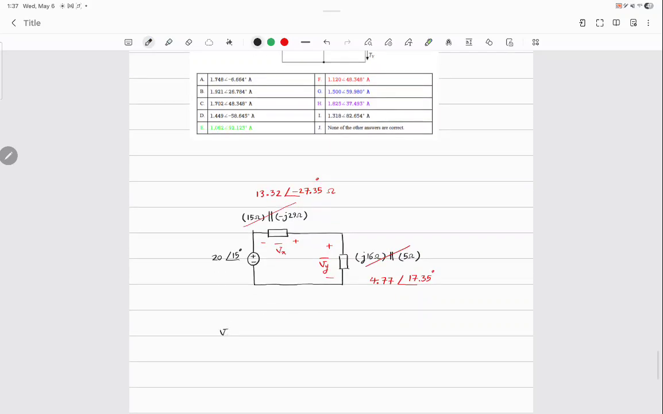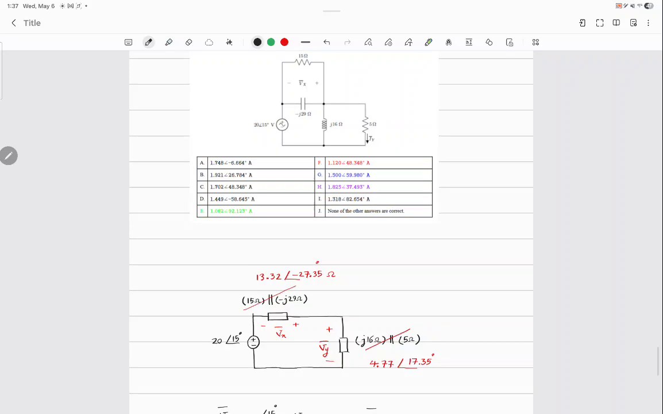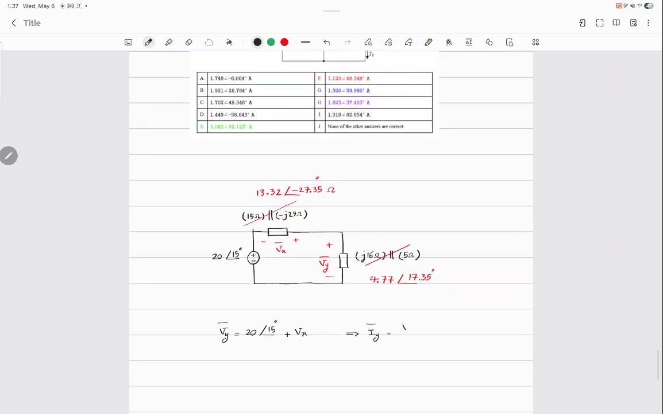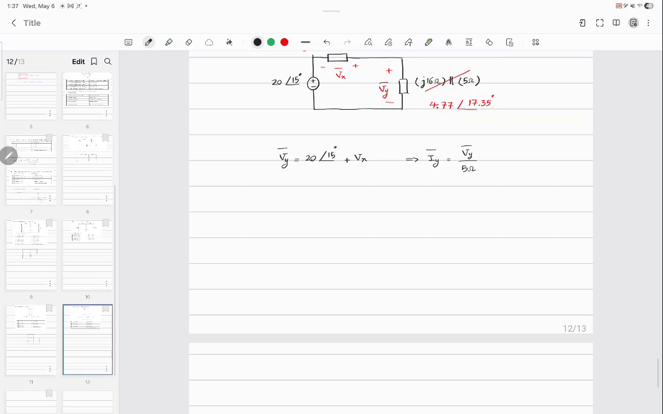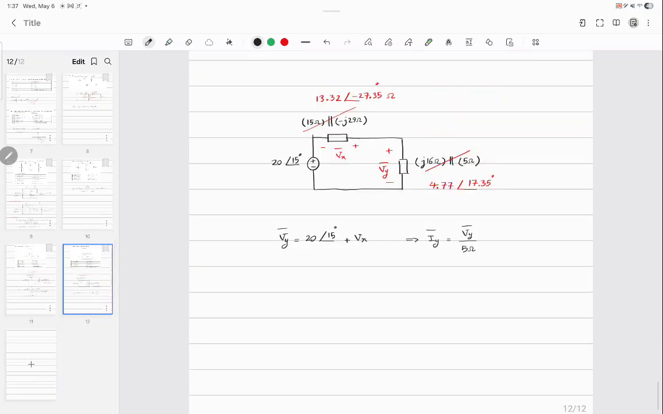Do you agree that Vy is equal to 20 with the angle 15 degrees plus Vx? I just wrote a KVL around the loop. You can find it easily. So you can find Vy from here. And then what is Iy? Vy divided by 5. And you're done. Any problem?